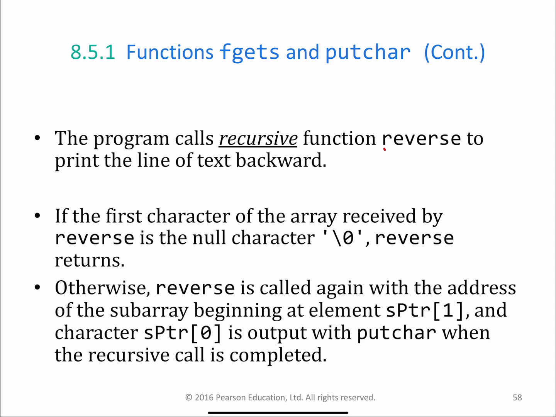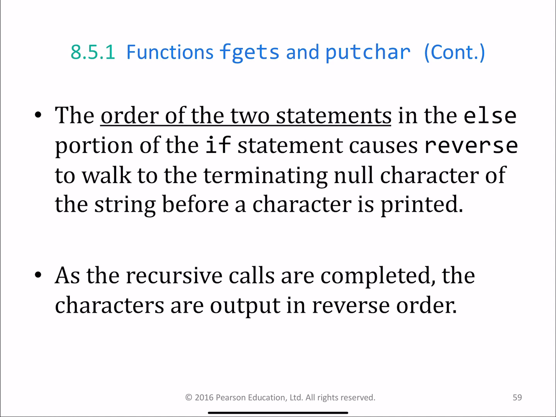So like I said, the reverse function is a recursive function, and it basically works. The base case is when the first character in the string that's passed to it is the null character, when we're at the end of a string, when we have an empty string. And the whole reason that the reverse function works is that it prints out the first character of the string after another recursive call to reverse prints out all the rest in reverse order. So it's really the order of the two statements that does the magic over here.